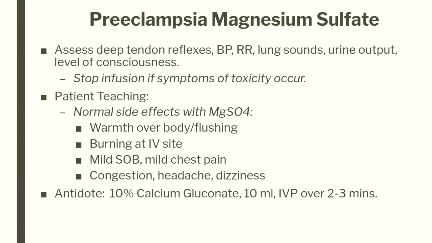Listen to her lung sounds. Okay, urine output, watch for it, because it could be decreased, but as things are getting better, her urine output should increase. And I'm going to check her level of consciousness. Okay, you're going to stop the infusion if symptoms of toxicity occur. So I'm giving her too much magnesium. So I'm going to teach her what to normally expect from this mag sulfate.